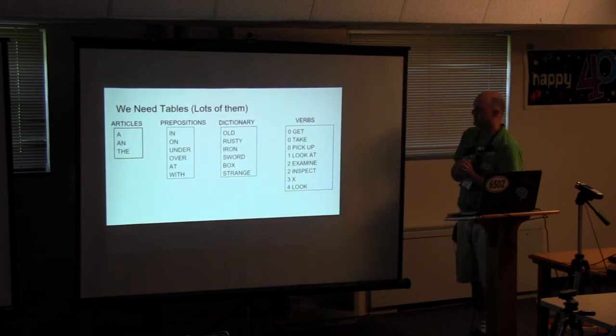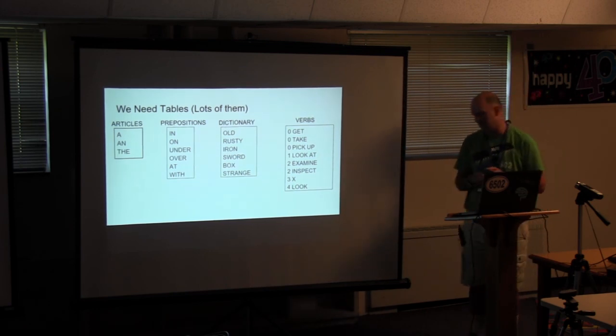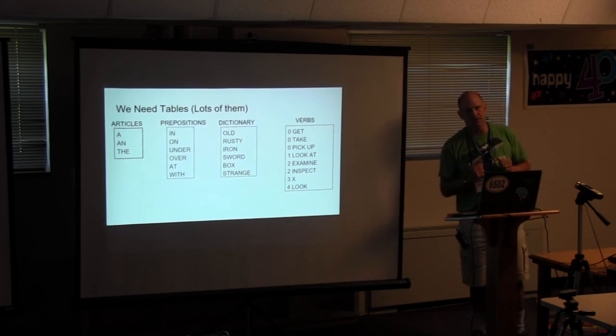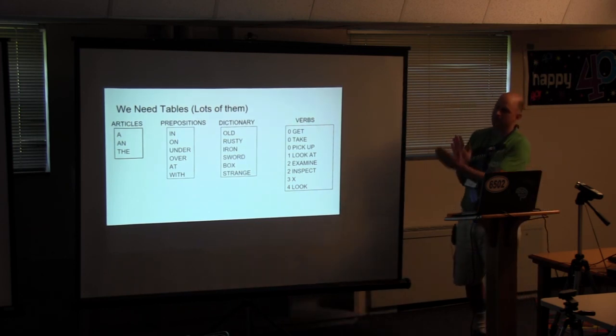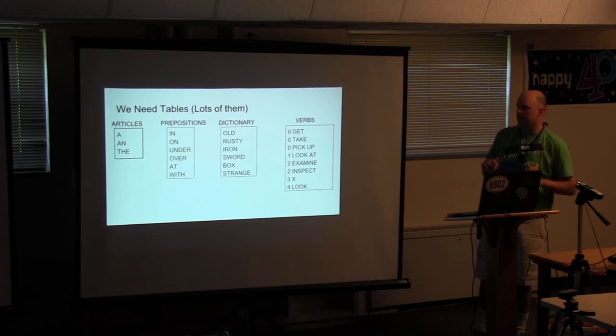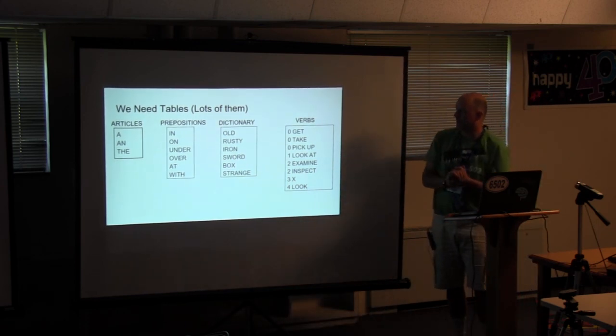These are examples of the tables you need. You need tables of articles, and that's for removing white space from the input. You need prepositions, because the prepositions are the flags that you use to chop up your sentence. If it's on the right side of a preposition, it's probably the indirect object. If it's on the left side, it's the direct object. The prepositions are the delimiters in your sentences, or it's how you tokenize things.